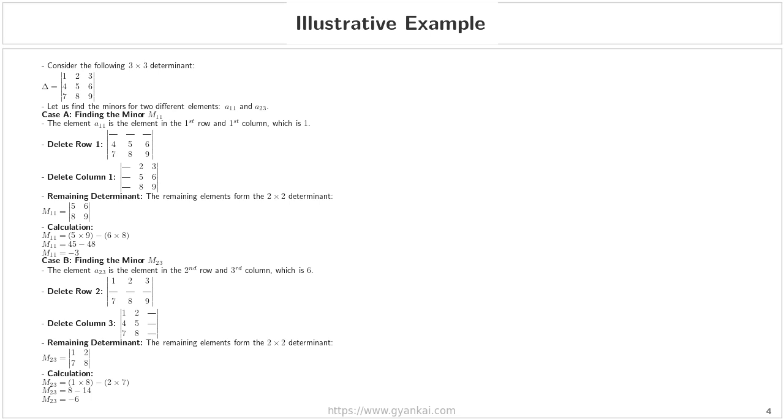As you can see, the process is the same regardless of which element we choose. To help you visualize this deletion process even more clearly, let's move on to a real-world analogy in the next slide. Real-world analogy.